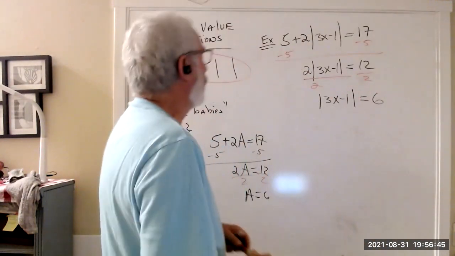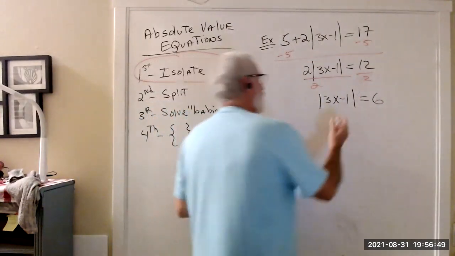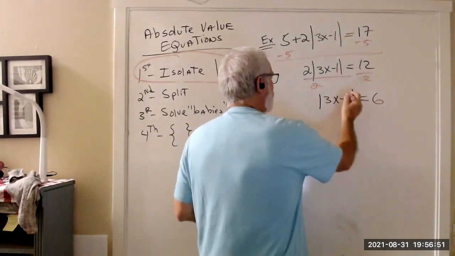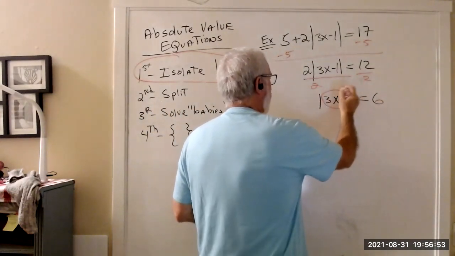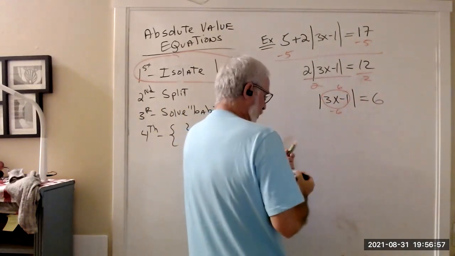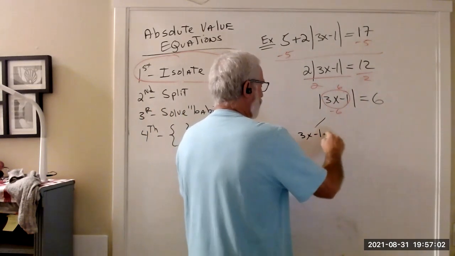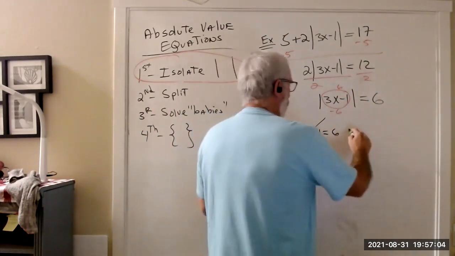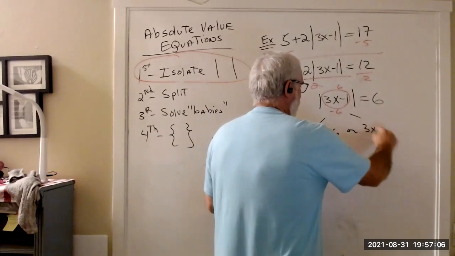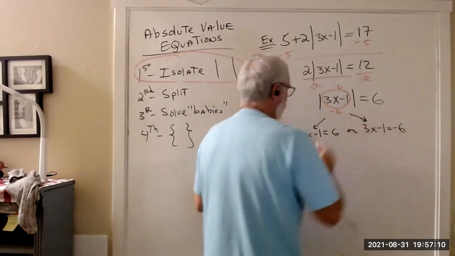Okay, so we've isolated the absolute value. Now we have to split. Your thinking goes, if the answer is 6, then this quantity could have been 6 or negative 6. I don't know, so I have to write 2 problems. So I say either 3x minus 1 equals 6, or 3x minus 1 equals negative 6.